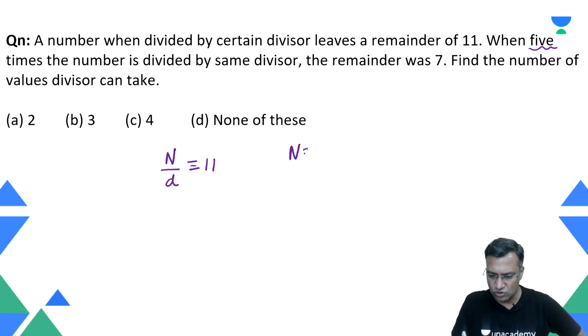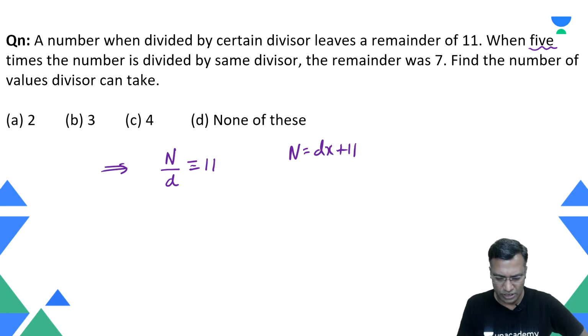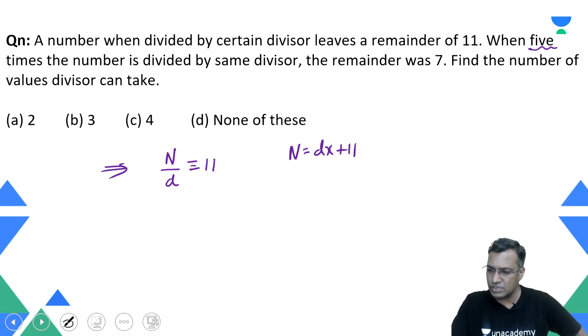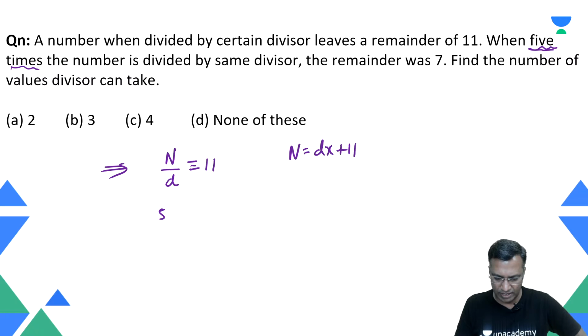We can write it like this also, number is equal to dx plus 11. There is nothing wrong with that as well. I'm just trying to express in this particular style. Okay, when 5 times the number, that is 5n, is divided by the same divisor, what is the expectation? If you make the number 5 times, naturally you are supposed to be making the remainder also 5 times.